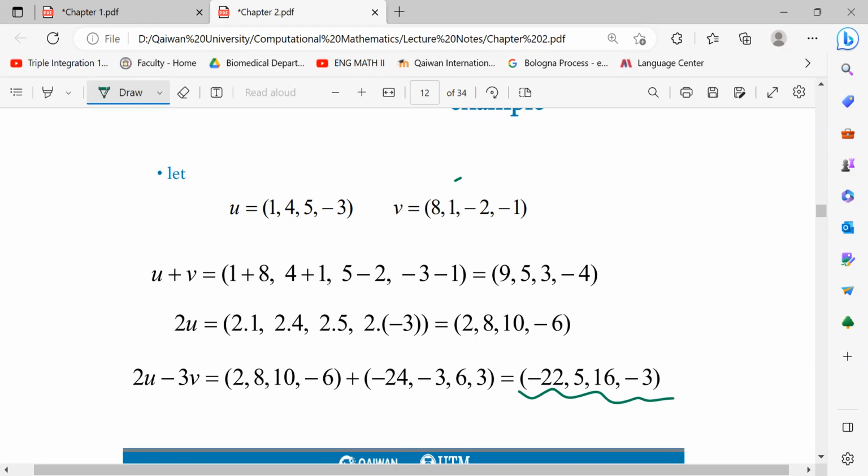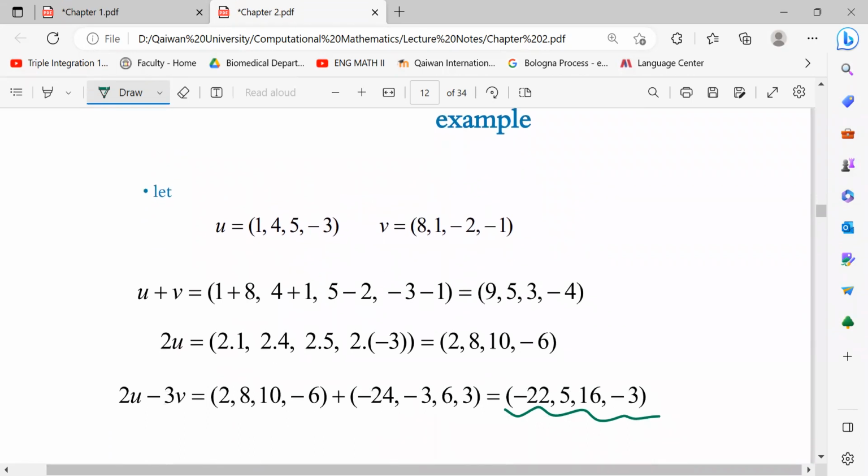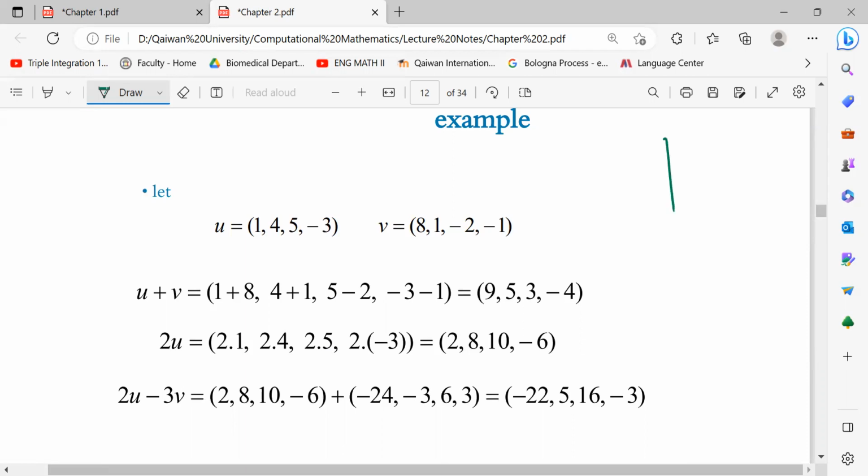If we draw in the picture, it's in R3, so it's not included. Here you cannot draw this. We can draw up to R3, not R4. We can just draw up to R3, with X, Y, Z. You cannot draw pictures in R4.